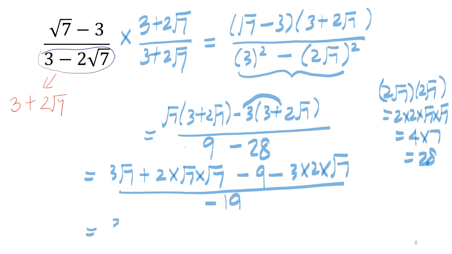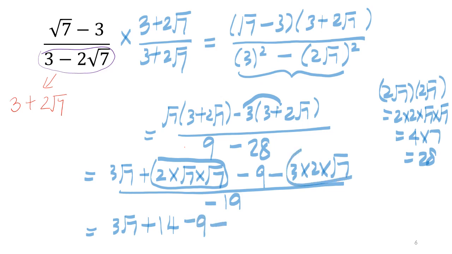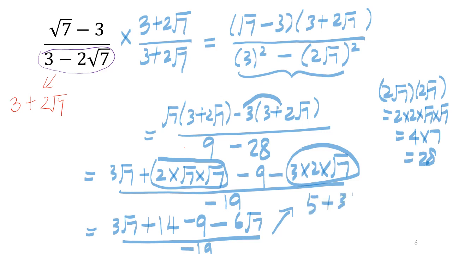Alright, so we would have 3 square root 7. So here, square root 7 times square root 7 is 7. So 7 times 2 will give us 14. And this will give us 6 square root 7. Alright, we can further simplify it, as 14 minus 9 will give us 5. And then we can put our surds together. That is 3 square root 7 minus 6 square root 7 over negative 19.